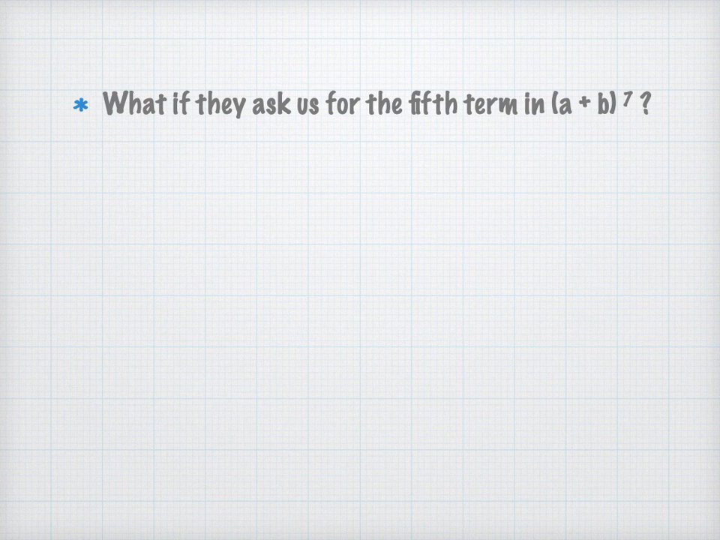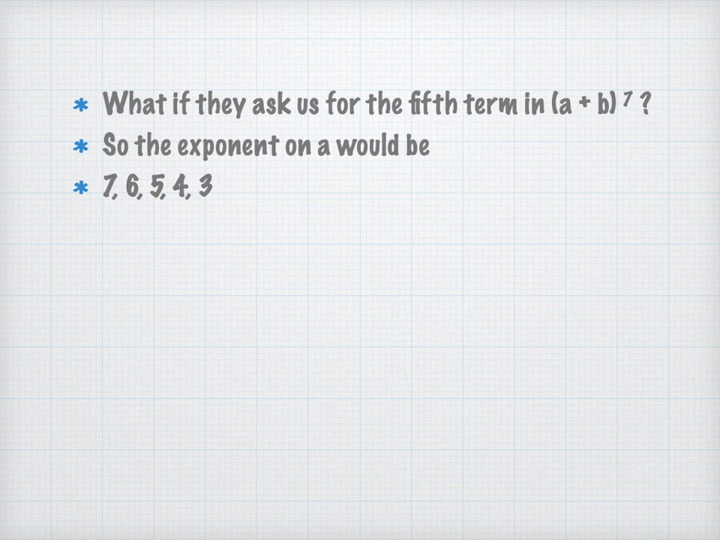Okay, well, the exponent on a would be 7, 6, 5, 4, 3. How do I do that? What's the 5th term? And remember, in the first term, it's going to be the highest exponent, which in this case is 7. So the exponent on the first term would be 7, second term would be 6, third term would be 5, fourth term would be 4, and fifth term would be 3. So that's a cubed. Now remember, in every term, the exponents add up to 7. So 7 minus 3 is 4, so b to the 4th.